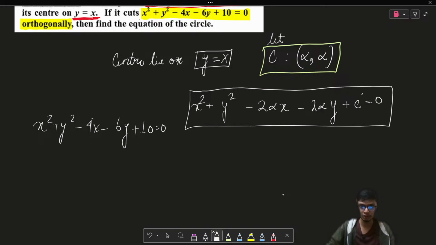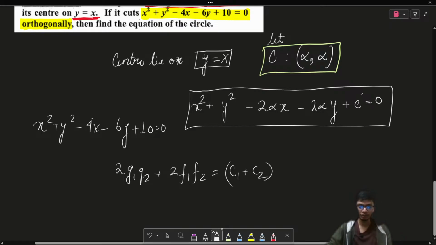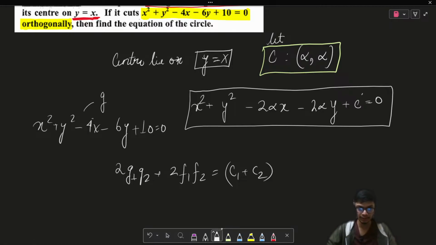And so if we use the orthogonality condition, that was 2g1g2 plus 2f1f2 is equal to c1 plus c2, right? So using this particular condition, here let us call this g1 is equal to 2 and f1 will be equal to 3, and similarly from here g2 is equal to alpha and f2 is also equal to alpha, right?